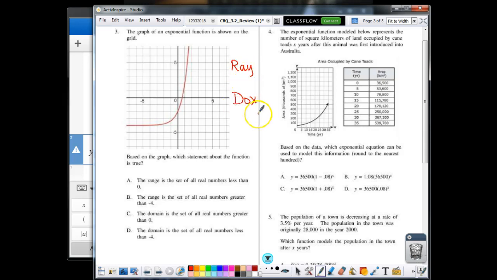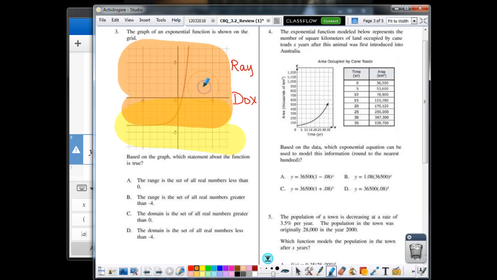Range is Y, domain is X. So the range is a set of all real numbers less than 0. So all the Y values less than 0 would be this. Okay. Then it says the range is a set of all real numbers greater than -4. So -4 is right here. So that would be that.